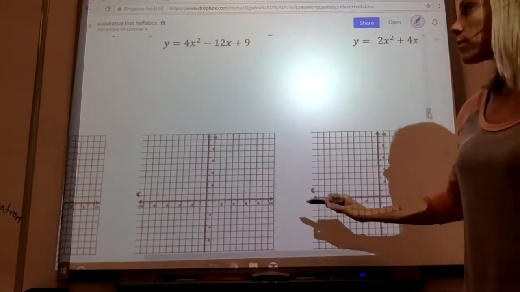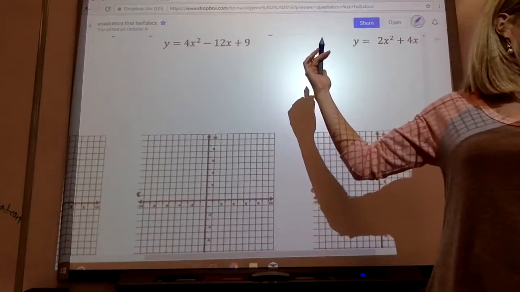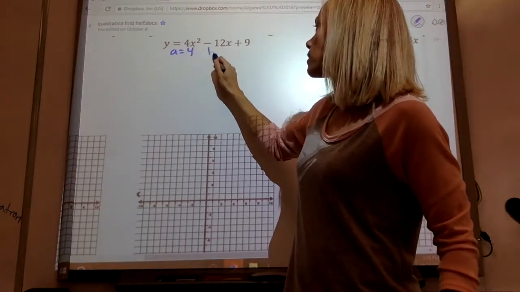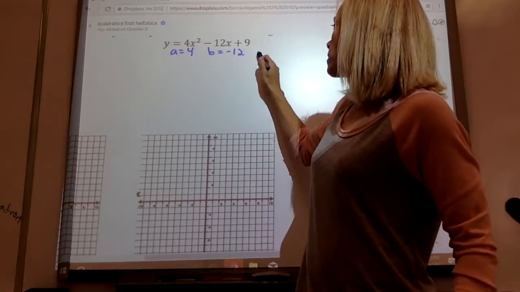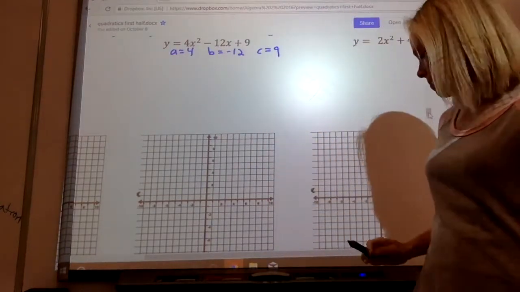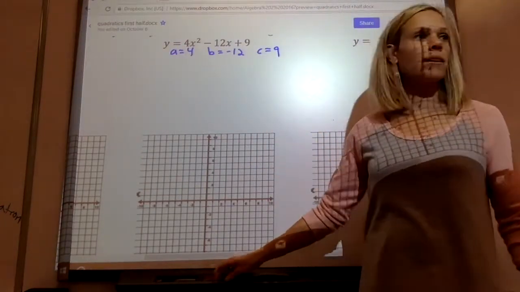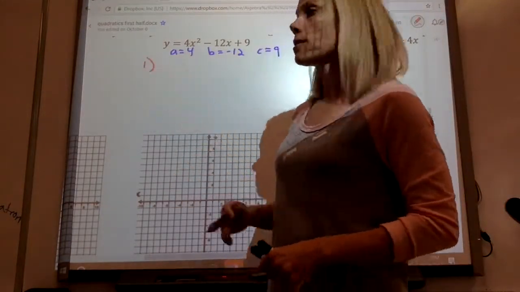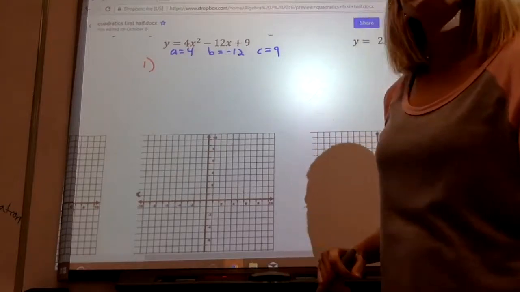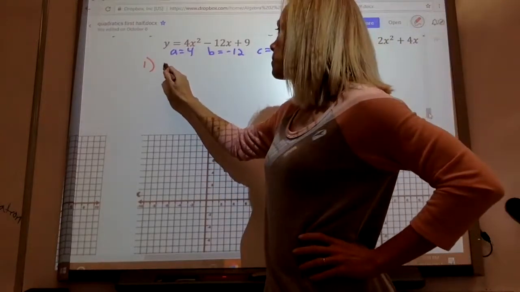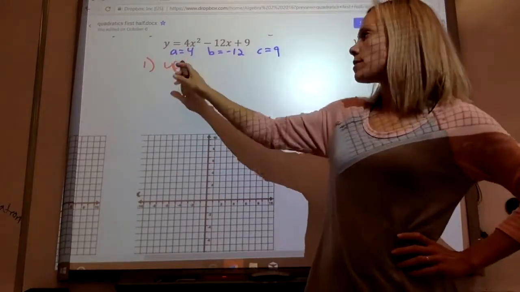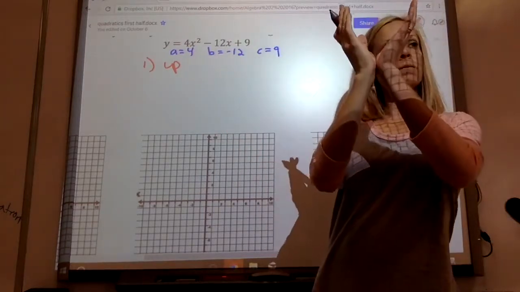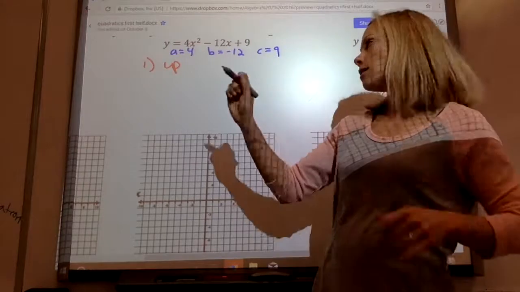So again, let's label what A, B, and C are. A is 4, B is negative 12, and C is 9. Okay? So once I know my A, B, C, then I can start going through my steps. Step 1 is, does this parabola open up or down? And it's going to open up because A is positive. There was no reflection. If it opens up, is that a minimum or a maximum? A minimum. Very good.